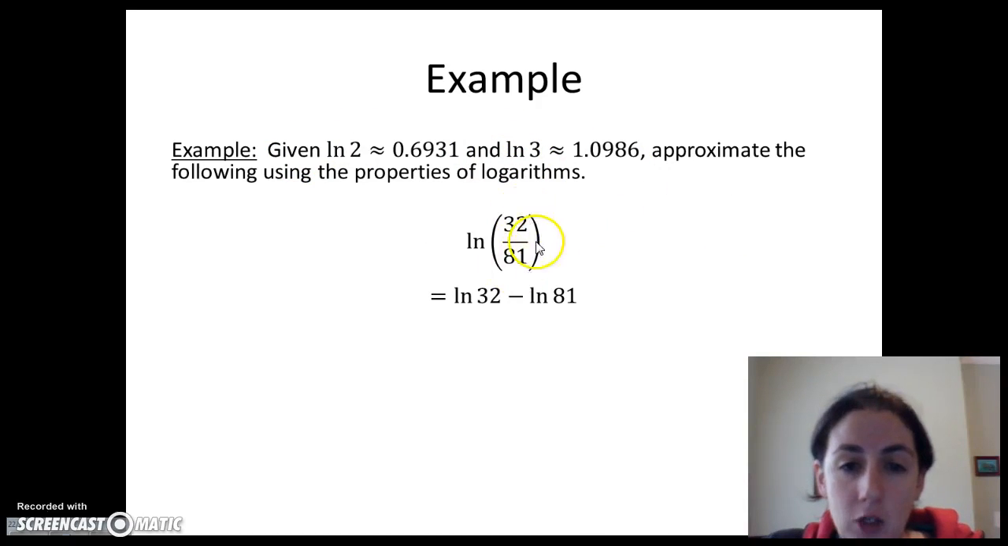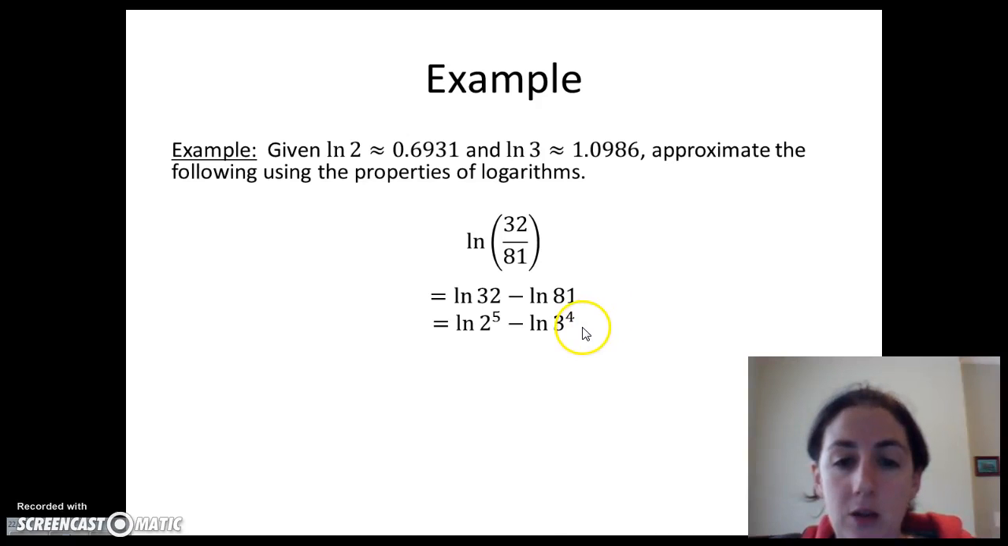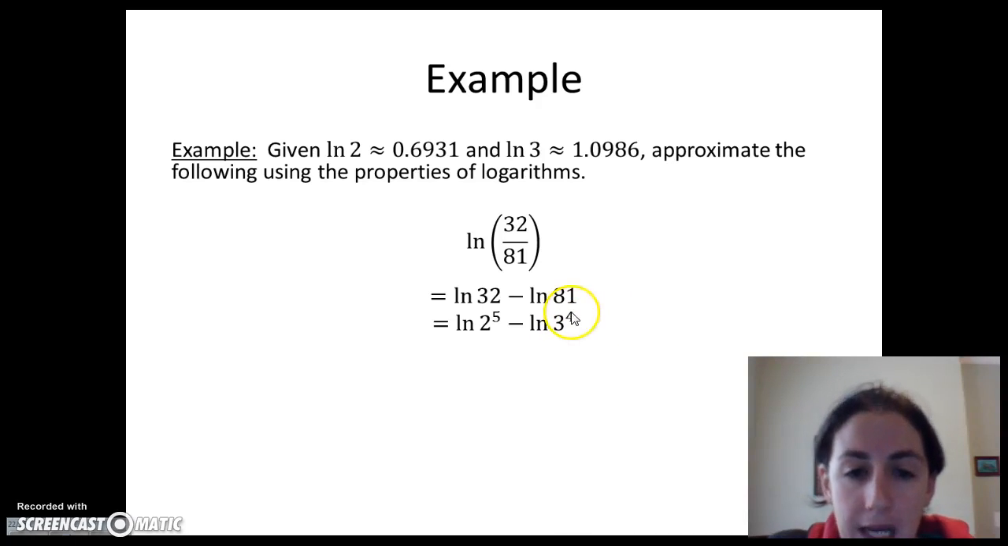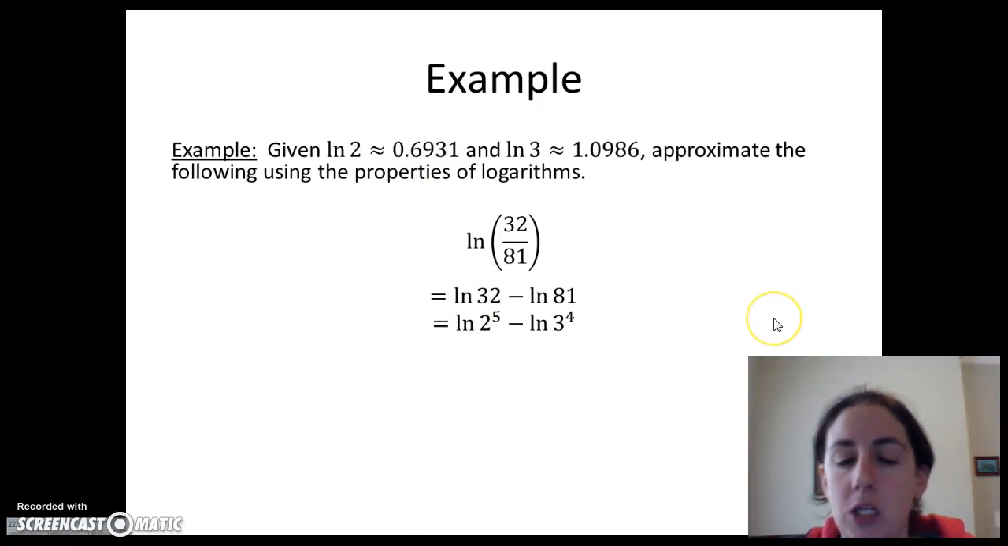Well, we are taking the natural log of two things being divided. That second property says it's the natural log of the numerator minus the natural log of the denominator. Now, is there a way to write 32 in terms of 2 and a way to write 81 in terms of 3? Yes. 32 is 2 to the 5th, and 81 is 3 to the 4th. Now, it's very important that you realize here that just the 2 is being raised to the 5th power, not the natural log of 2, so you can't do a substitution yet.